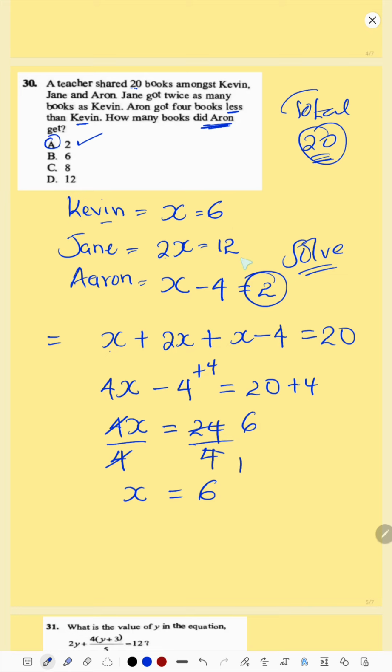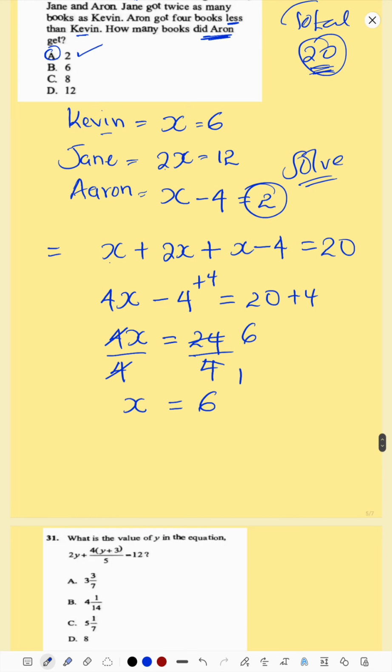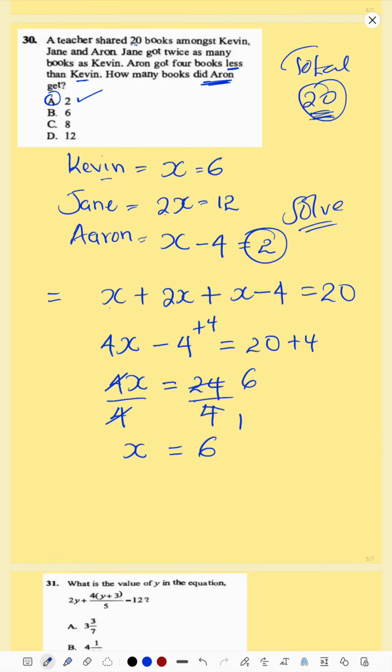And if you add this total number, they should give you 20. So that will be 6 plus 12 is 18 plus 2 is 20. That's how you know that you have gotten the correct answer. This question is a bit more advanced because it's testing whether you know how to both form an algebraic equation and also solve it. It is an equation, not an expression, because you have an equal sign and you are given the total.